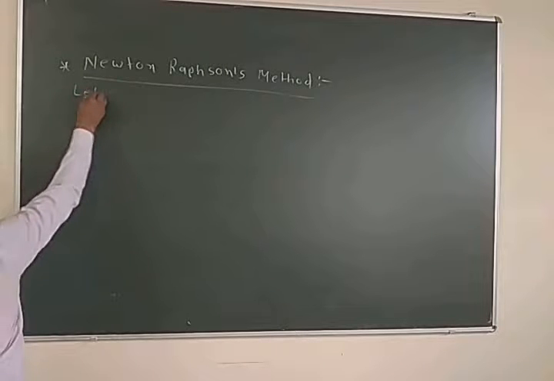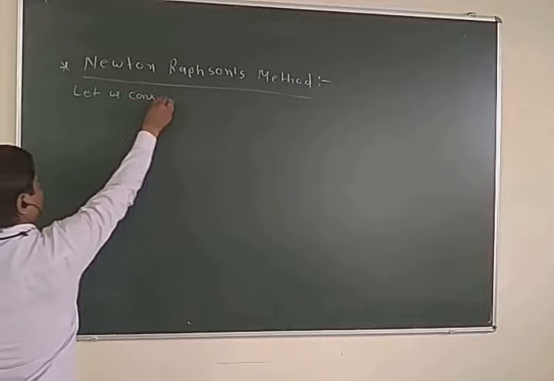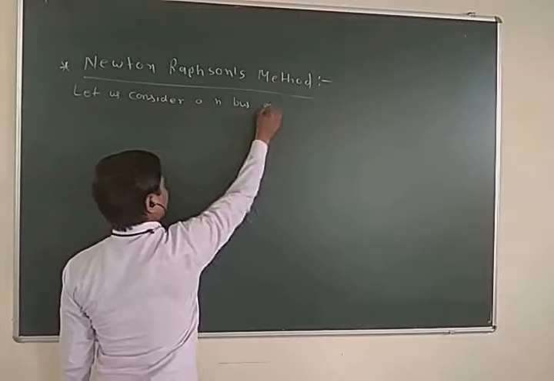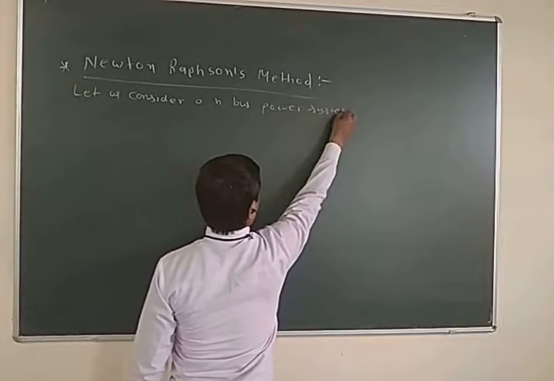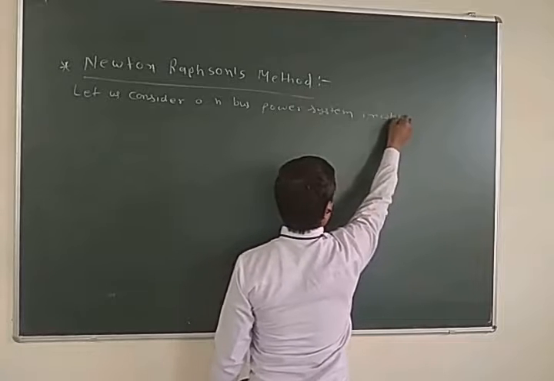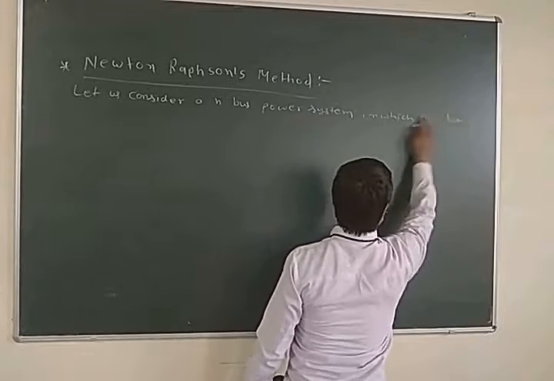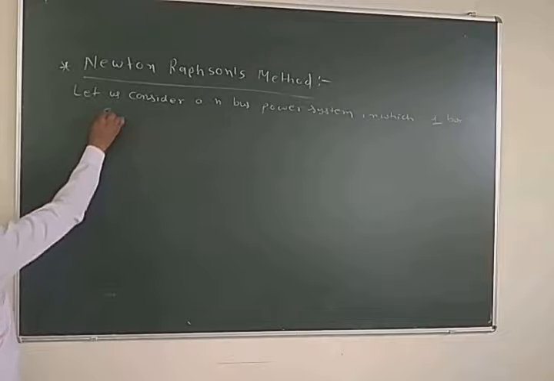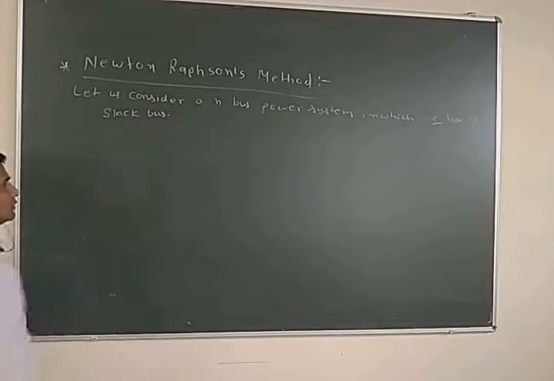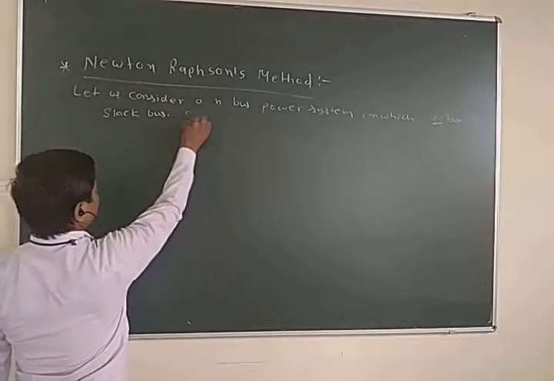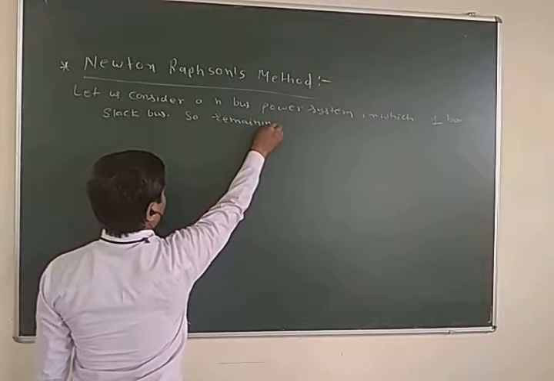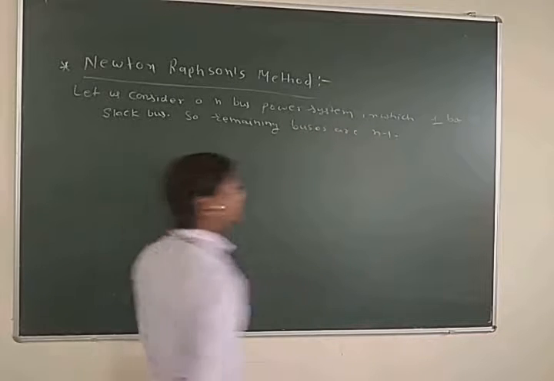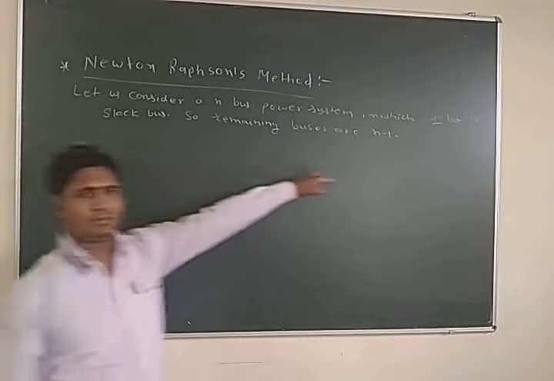Now we discuss about the method. Let's consider an n bus power system, in which one bus is slack bus. So remaining buses are n minus 1.